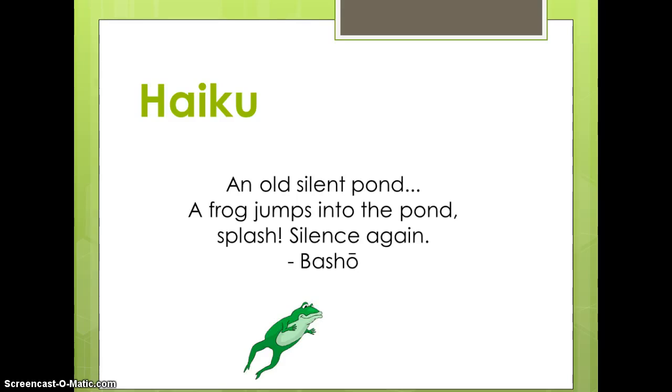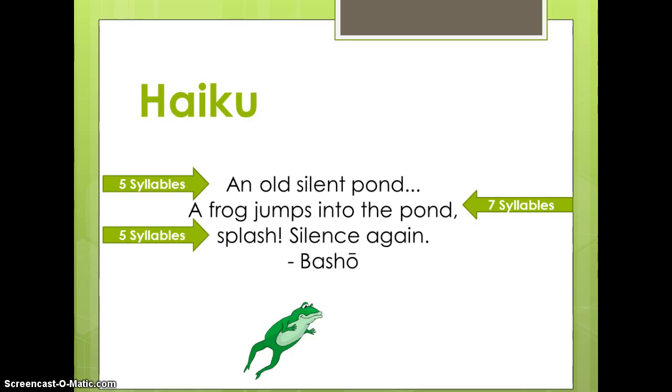So, is this a haiku? Let's look. Well, it's about nature. The first line has "an old silent pond," 5 syllables. The second line has "a frog jumps into the pond," 7 syllables. And the third line has "splash, silence again," 5 syllables. So yep, we have a haiku. Actually, Basho is one of the world's most famous, all-time famous haiku poets.